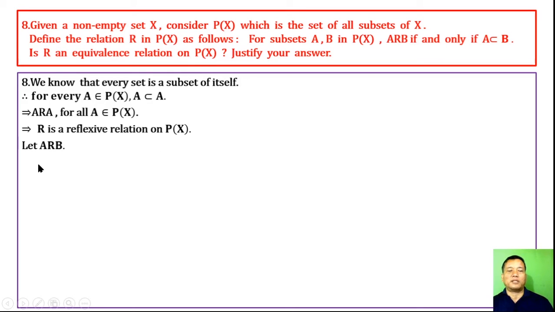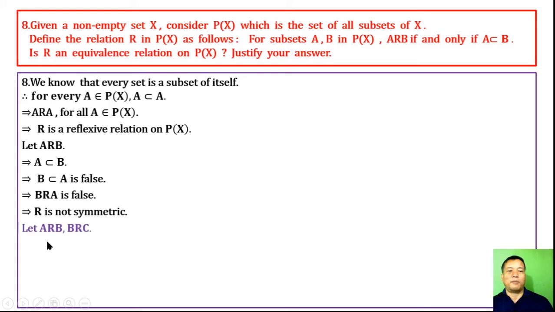Next, symmetric. Let A be related to B, that is, A is a subset of B. Does this imply B is a subset of A? This is false. A is a subset of B, but B is not a subset of A in general. So B is related to A is false. Hence R is not symmetric.